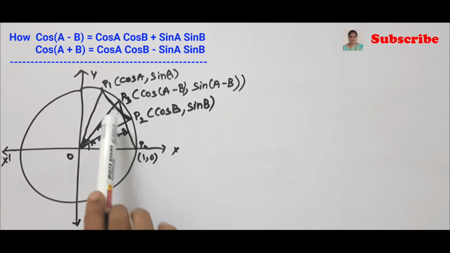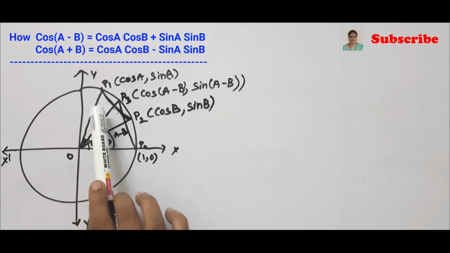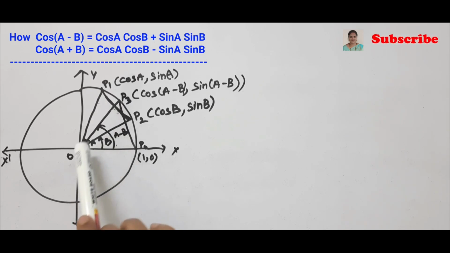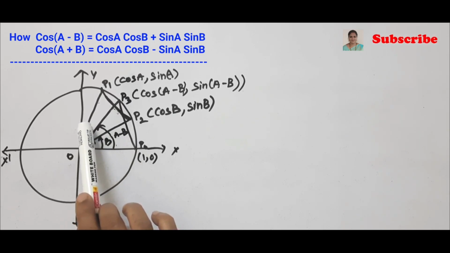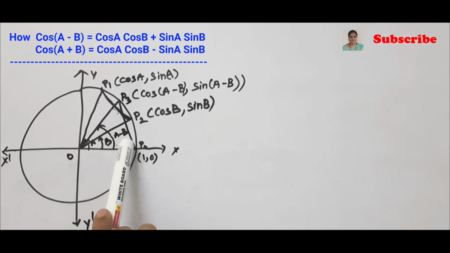Now, these two chords we can say are equal if they make the same angle at the center O, is it not? So here the angle is A minus B. Here also the angle P1 O P2 is A minus B. So when these two angles are equal, then we can say that these two chords are equal.